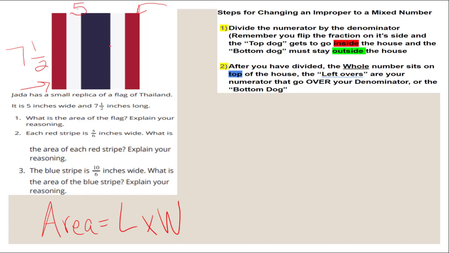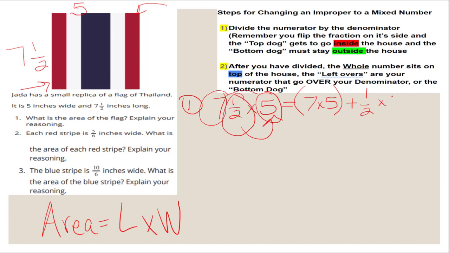Okay? So what's the area of the flag for number 1? So let's work out number 1 over here. So we have length times width. Okay, so the easiest way for us to do this is to do our whole number times the whole number first. So we're going to do our 7 times our 5. And then we will have to do our half times our whole. So 7 times our 5 is 35. Then we do a half times a whole 5.